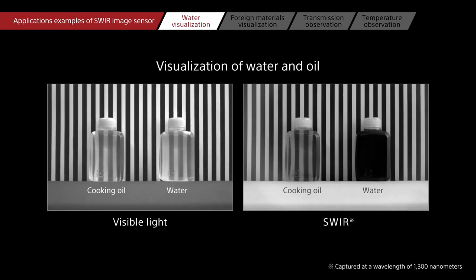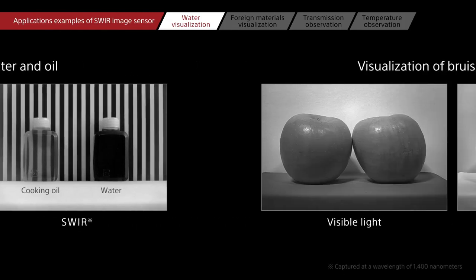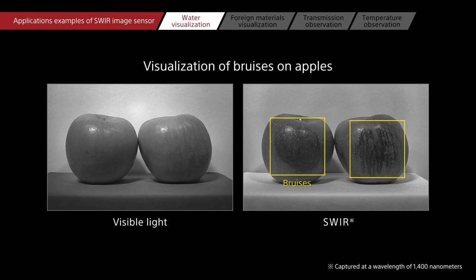Using SWIR images, water and oil are easier to distinguish compared to visible light images. Bruises on apples are also easier to detect. Thanks to this characteristic, SWIR imaging is used in food inspection and similar applications.